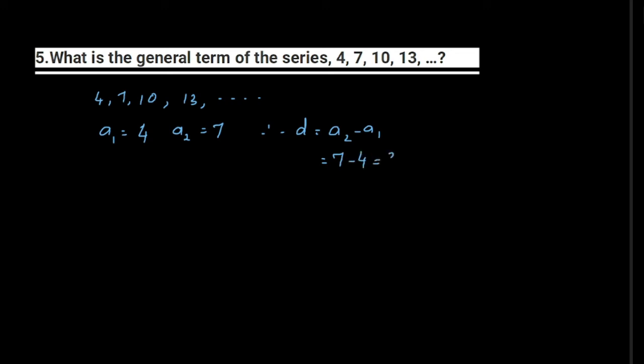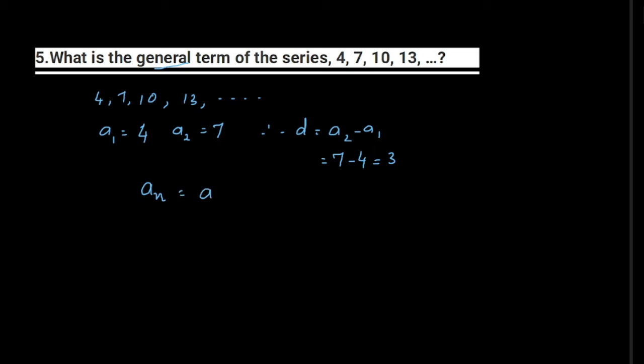7 minus 4 is equal to 3. So a1 is equal to 4 and d is equal to 3, right? So next we have to find out the general term. General term is an. Okay, what is the nth term? General term of this AP.